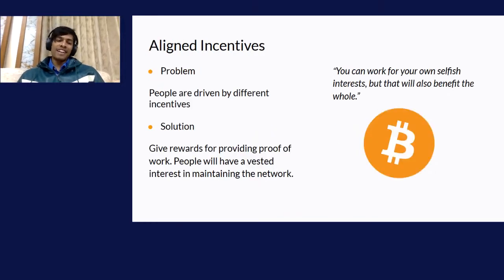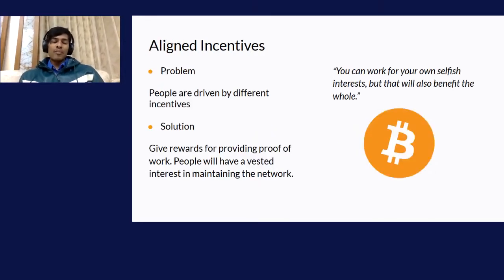which brings me to aligned incentives. People are driven by different incentives, right? And if those incentives are not aligned, it often becomes a problem. So if you think about how Bitcoin works, miners in the Bitcoin blockchain are just trying to maximize their payout. All I have to do is solve this mathematical puzzle. And when I solve that mathematical puzzle, I get rewards in Bitcoin. I just care about that. I just want to earn my Bitcoin.